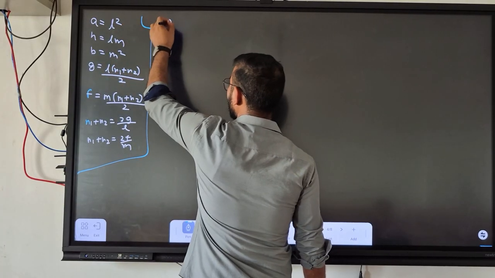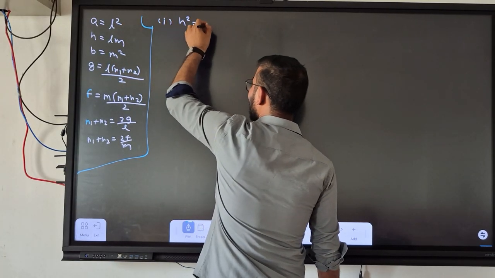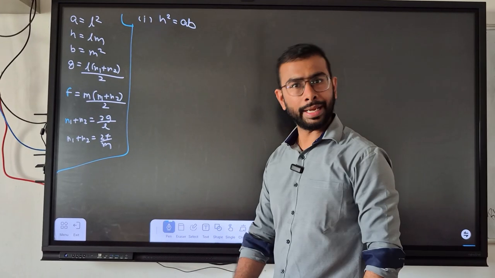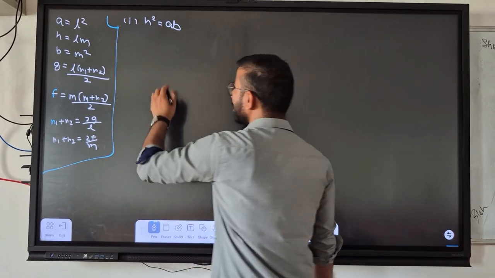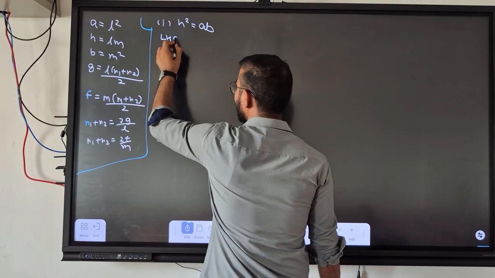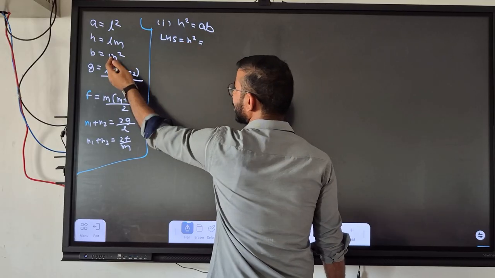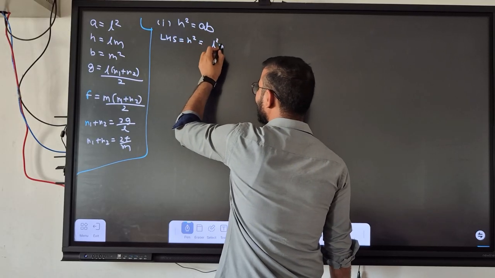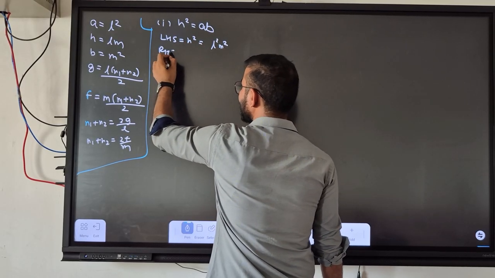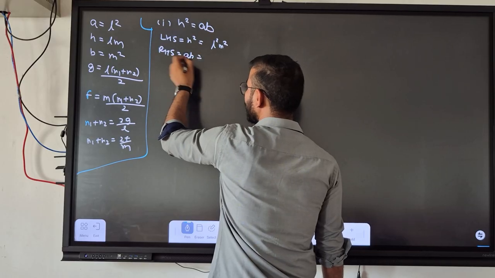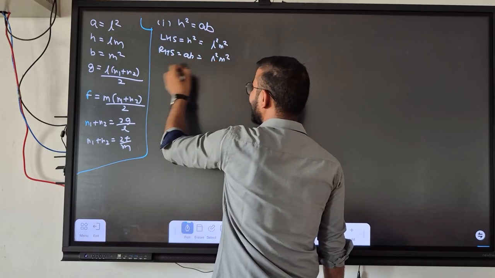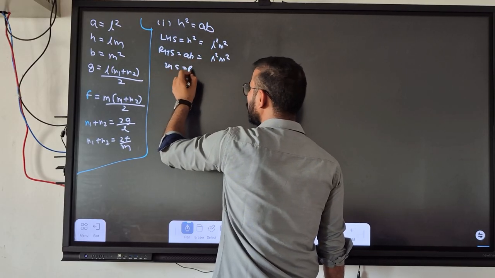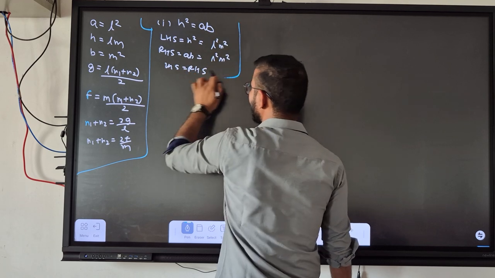All these are the conditions which we'll be using. Let's see the first question. The first thing you have to prove is h square is equal to ab. Not a big deal. We'll start with LHS. LHS is h square. What is h square, guys? L square m square. What is RHS? ab, which is again L square m square. So we'll directly say LHS is equal to RHS. Done. First bit is done.